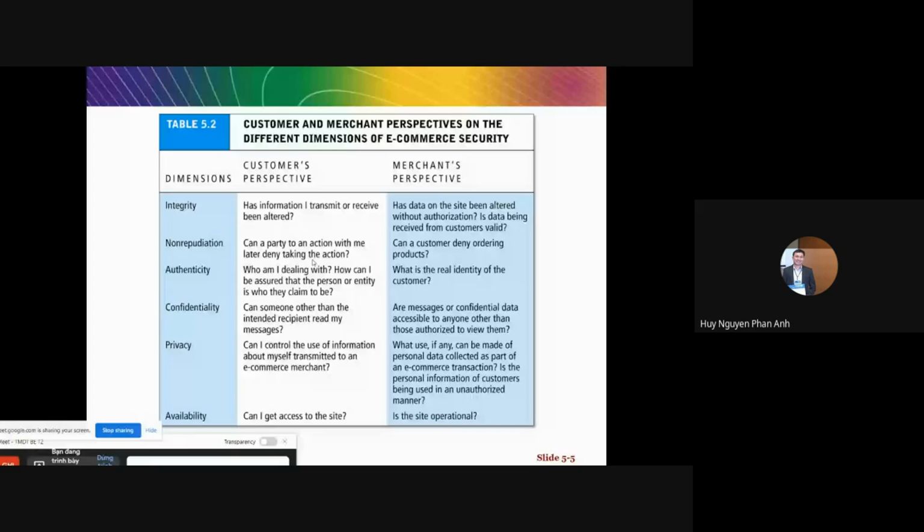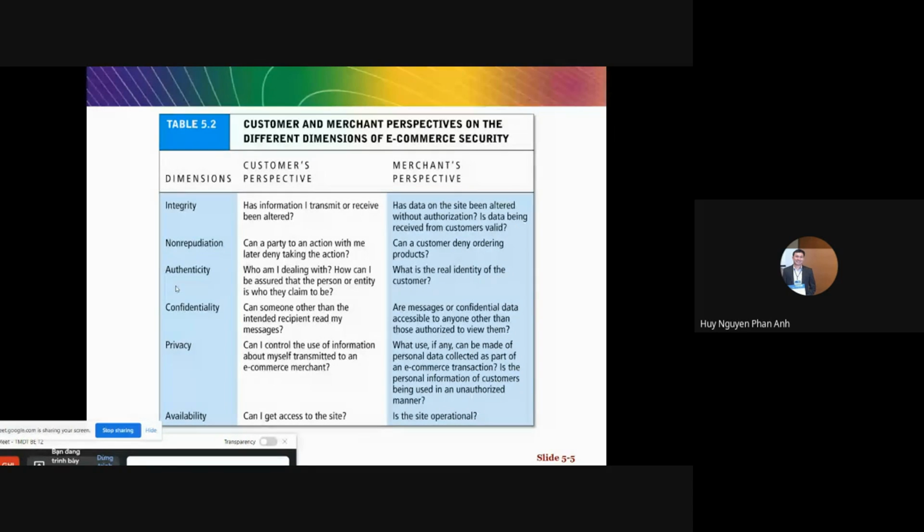The next one is non-repudiation. Can the customer deny ordering the products, especially high-value products? Sometimes we should have a confirmation to make sure that they cannot deny their order. For example, you order some valuable products, and after that you say, no, I didn't order. So what happens then? We should ensure they cannot deny the order.